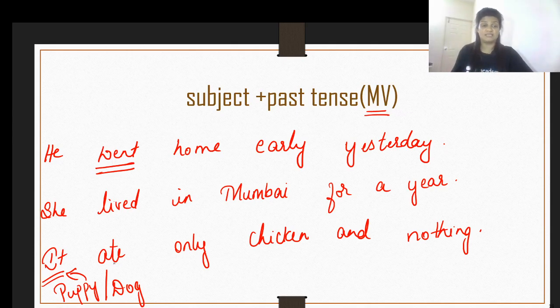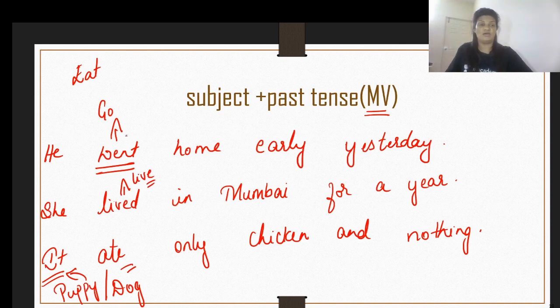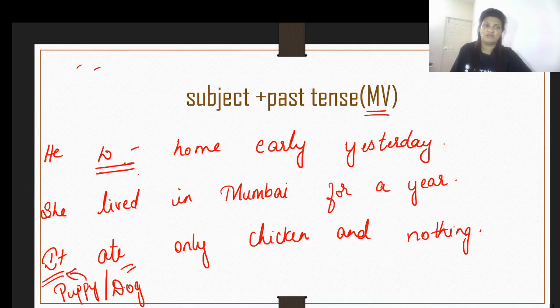Well, ate is the past tense of eat. The present tense of went is go and lived is live. So we are using the past tense of these words. He went home early yesterday. She lived in Mumbai for a year. It ate only chicken and nothing. All these actions are referring to completed actions in the past.